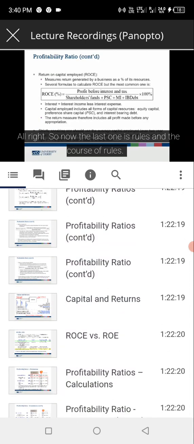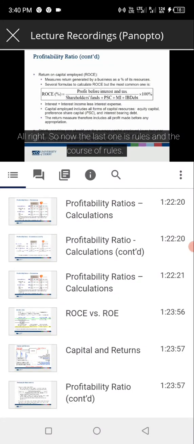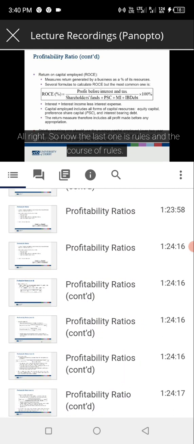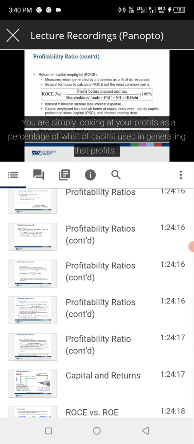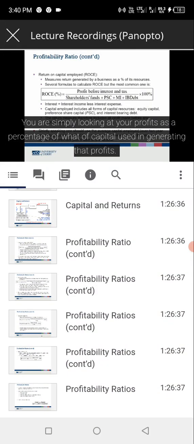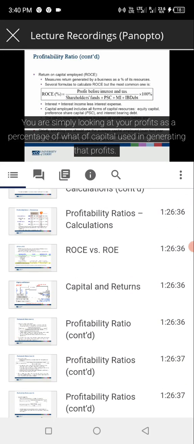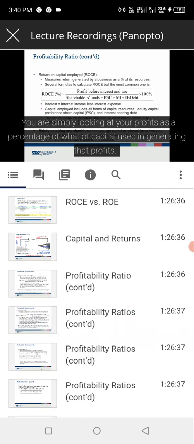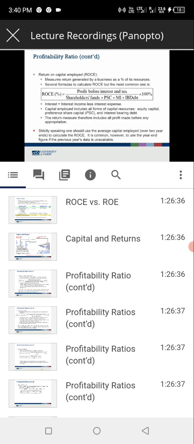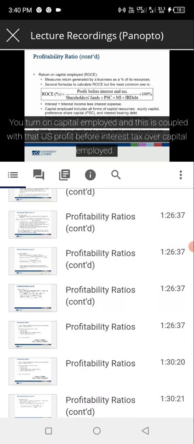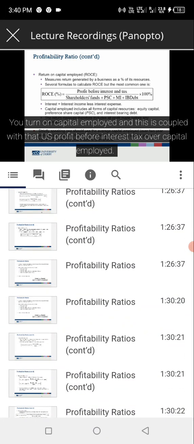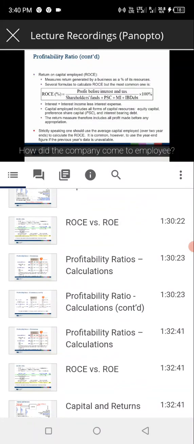All right? So now, the last one is ROCE. In the case of ROCE, we are calculating the return on capital employed. You are simply looking at your profit as a percentage of capital used in generating that profit. Return on capital employed is calculated as profit before interest and tax over capital employed. How do we calculate capital employed?